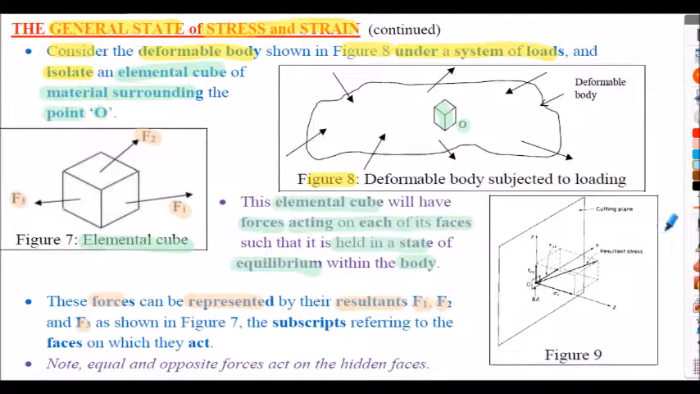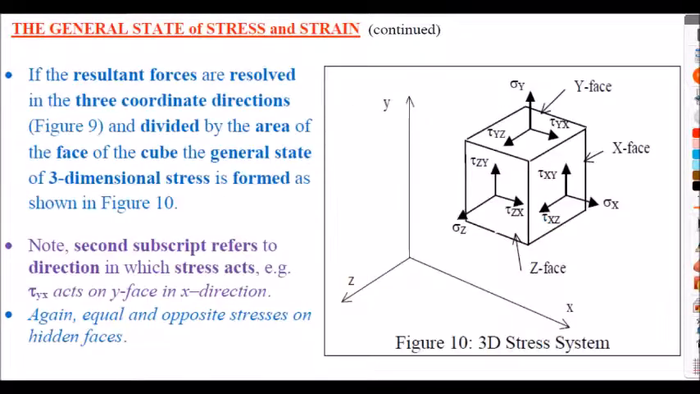What can often be done is the resultant forces F1, F2 and F3 at their oblique angles to the individual surfaces can actually be resolved into mutual orthogonal forces in the X, the Y and the Z direction, as shown in figure 9 here. And we'll consider the effects of resolution into the X, Y and Z directions on the next slide. Continue with our general state.